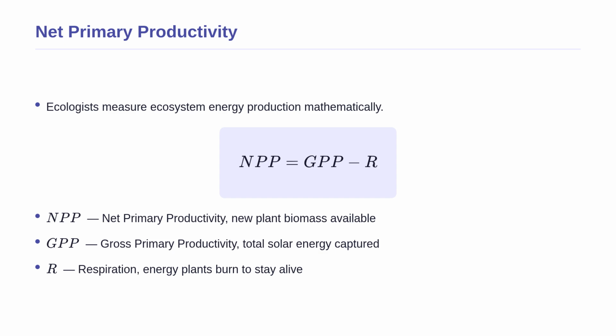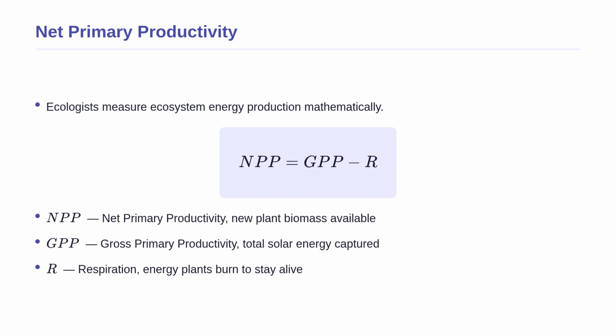GPP stands for gross primary productivity, which is the total amount of solar energy that plants capture through photosynthesis. R stands for respiration, which is the energy the plants must burn themselves just to stay alive and grow. Finally, NPP is the net primary productivity. This is the actual amount of new plant biomass created and left over for animals to eat.